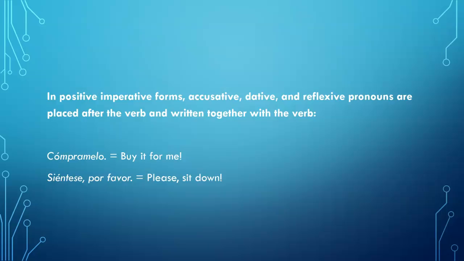Okay, when we have positive imperative forms, accusative, dative, and reflexive pronouns are placed after the verb and written together with the verb. Cómpramelo, buy it for me. Siéntese, por favor. Okay? But that's in positive imperative forms. In negative, they are before, like no lo compres, for example.